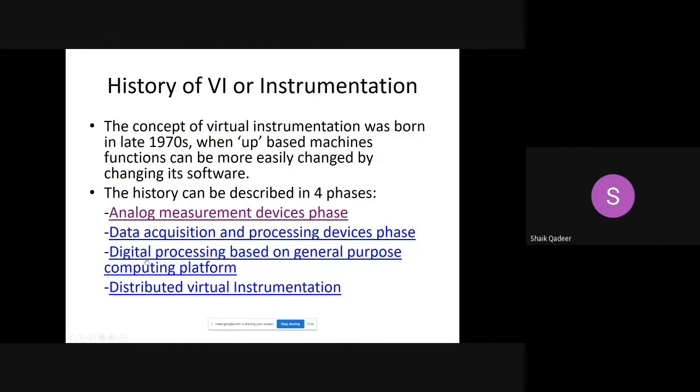So the first famous virtual instrumentation provider is LabVIEW. It was introduced in 1986 with the LabVIEW 1.0 version. Then the last one is instrumentation with distributed virtual instrumentation. This distributed virtual instrumentation is possible because of what? Availability of what? Networks, right?